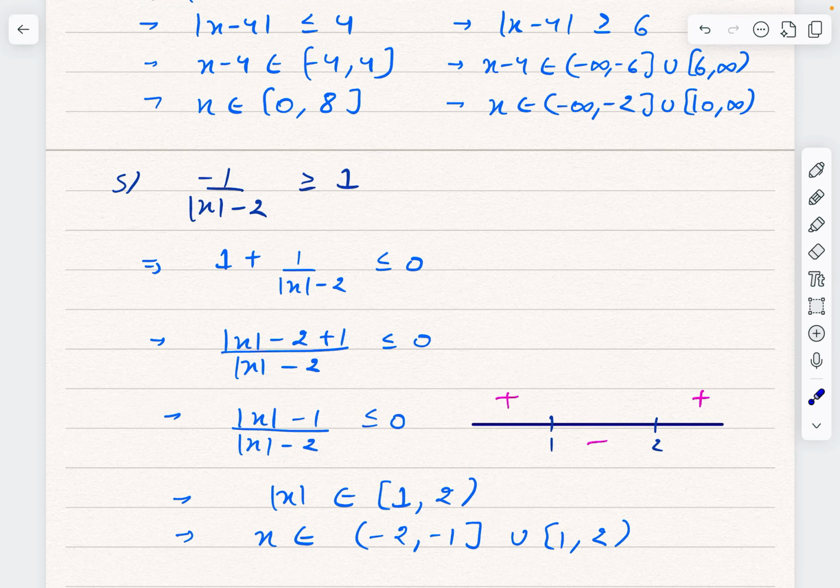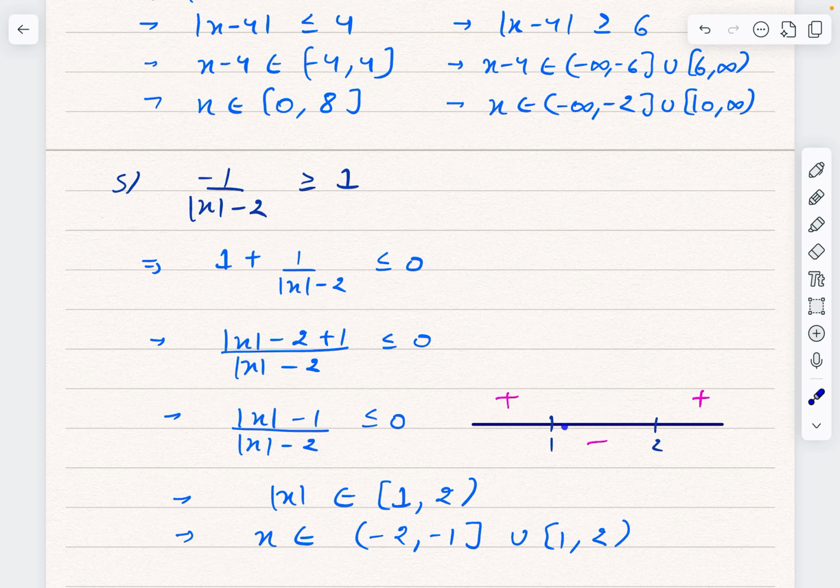For the fifth problem, the final answer is open minus 2 to minus 1 closed union 1 closed to open 2. How do we get this? We have this thing greater than or equal to 1, and like we discussed in the wavy curve method class, do not cross multiply. If you haven't seen, you can go back and check that class. Now, bring everything to one side, you get 1 plus 1 over |x| minus 2 less than or equal to 0. Take LCM, you get |x| minus 2 plus 1 by |x| minus 2 less than or equal to 0. So you get |x| minus 1 by |x| minus 2 less than or equal to 0.